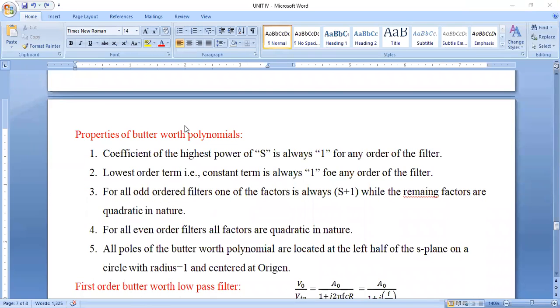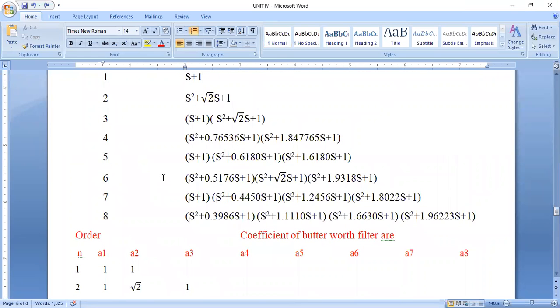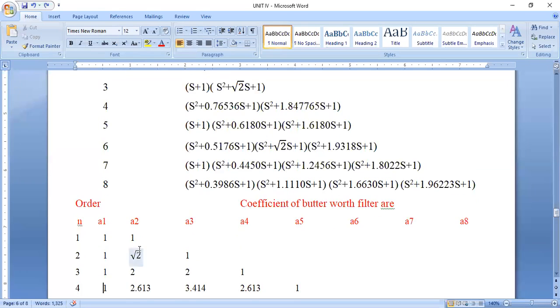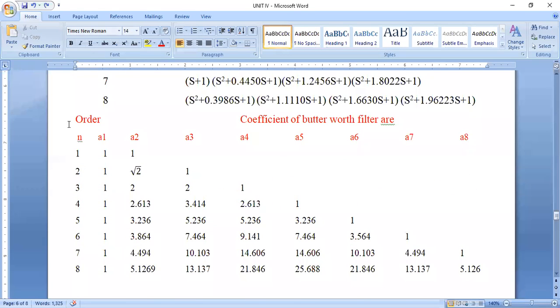If we take the second order, the fifth order, and the eighth order, and see the coefficients of second order, fifth order, and eighth order, the highest coefficient of s is always 1. It may be the second order, fifth order, or eighth order, and the coefficient of the s component is always 1 for any order filter. So whatever the order of the filter, the initial coefficient and the final coefficient are always 1.